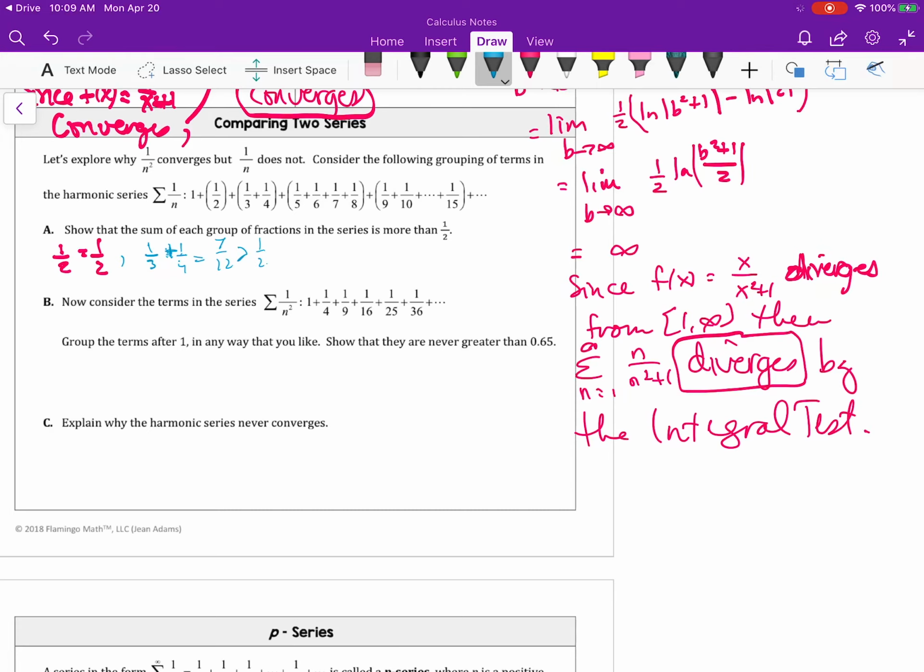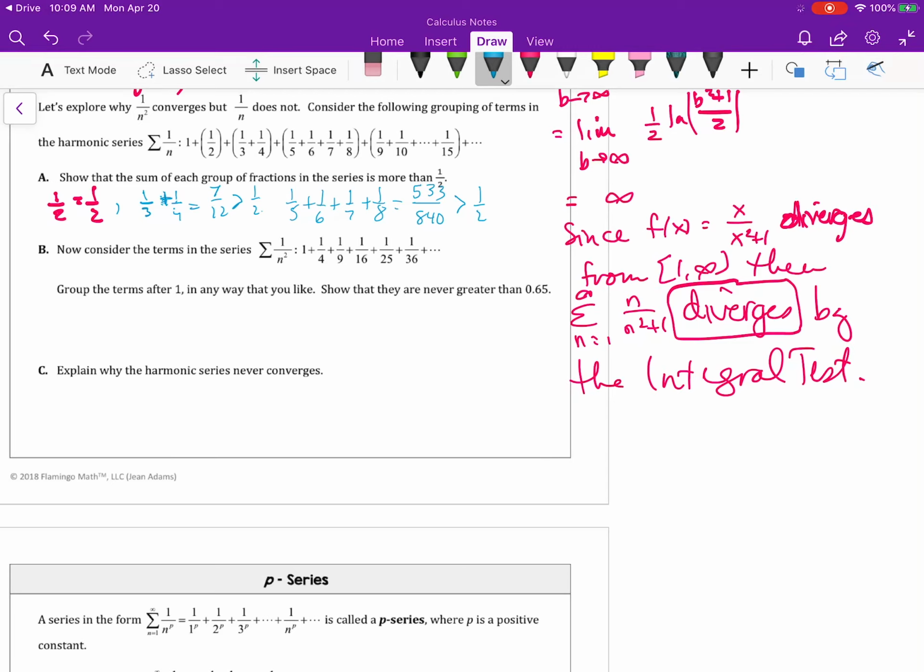The next one, the 1/3 plus 1/4, that one is 7/12. And think about it, half of 12 is 6, so this has to be 7, has to be greater than 1/2. And then the next one, the 1/5 plus 1/6 plus 1/7 plus 1/8. If you put that in your calculator, you should get 533 over 840. And half of 840 is 420, and 533 is greater than 420, so you know that this is greater than half.